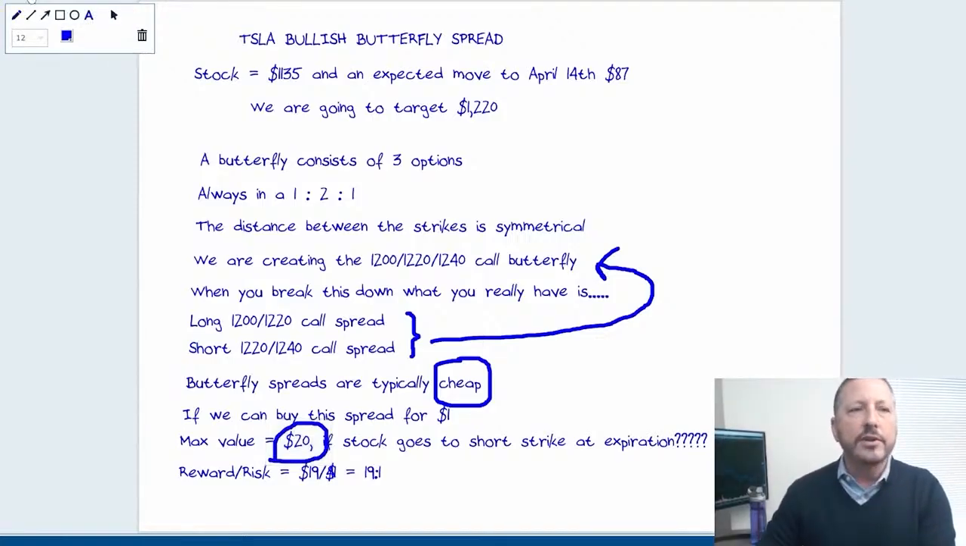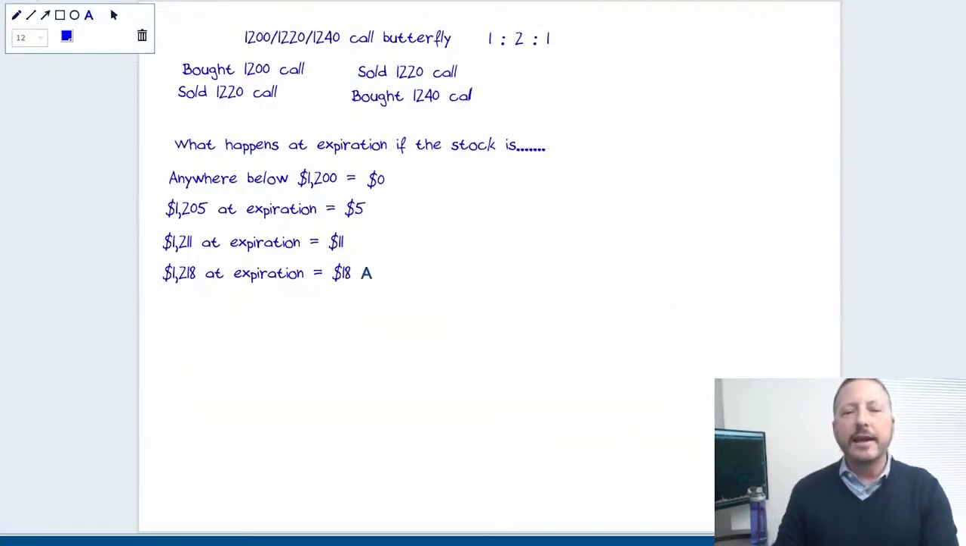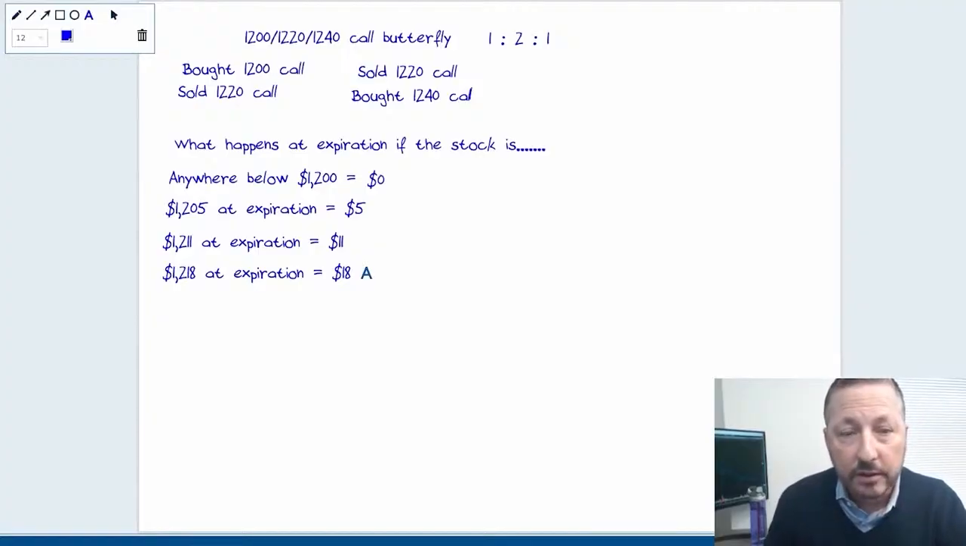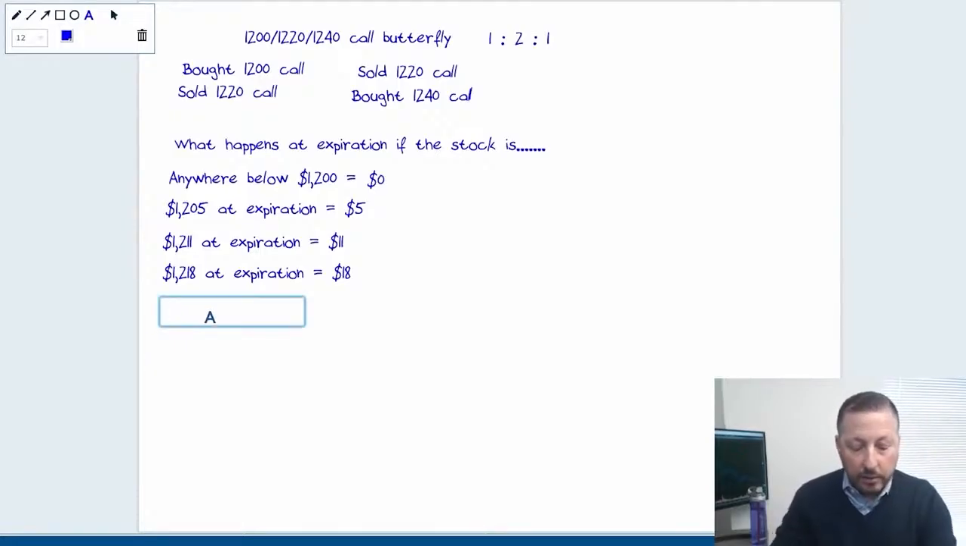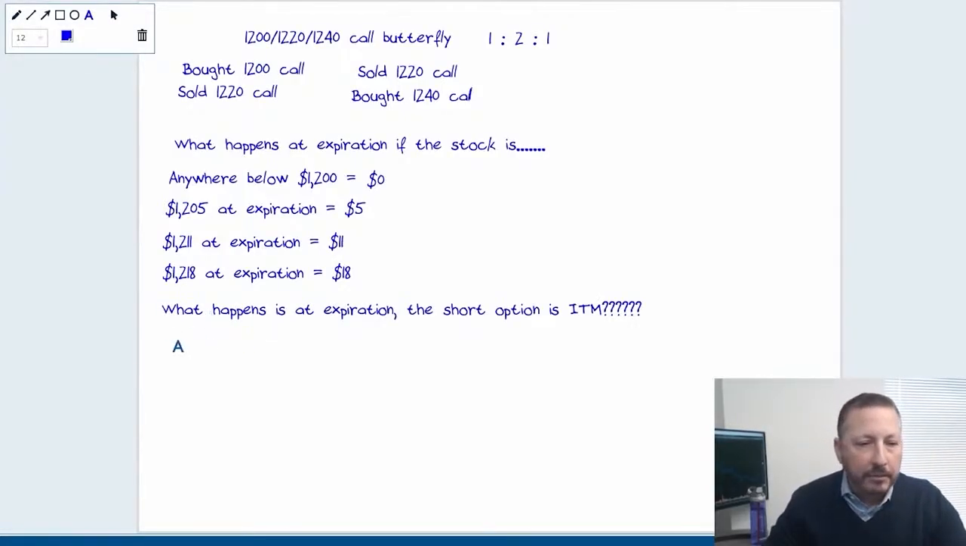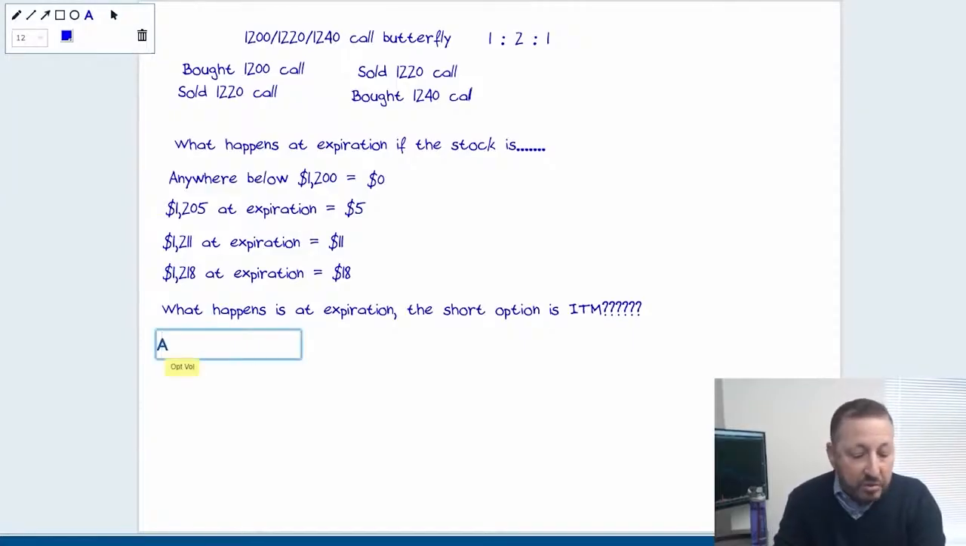So what happens if we start going past the short strike? And that's where a lot of traders get, I guess I'll use the term freaked out. Okay, they start getting really nervous because all of a sudden they have a short option that's in the money. And they get really concerned that, oh no, what happens if I get assigned? Okay, so let's take a look at this. What happens if at expiration the short option is in the money? Meaning, what happens at 1222, let's say?